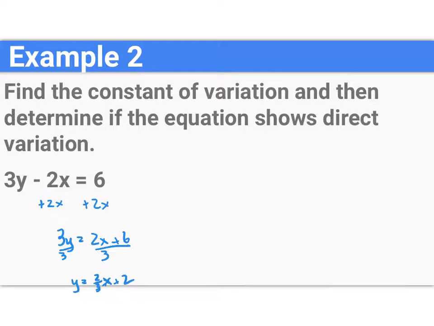This does not show direct variation because we have this plus 2 on here. This plus 2 throws everything off. This is not direct variation. The equation says y equals k times x. No plus or minus anything. So this does not show direct variation.